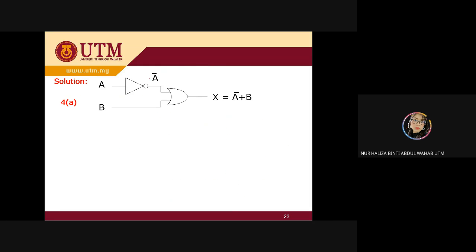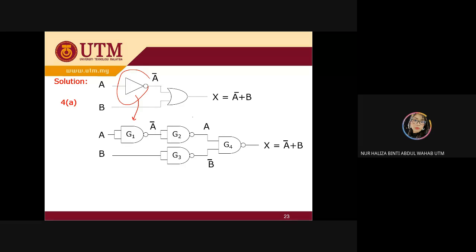Okay, you have NOT gate here for question A. Then you represent it in terms of NAND gate. And our OR gate here, you represent like this. And you can see here, when you have this kind of circuit connection, you have NOT and NOT. So you can remove this.